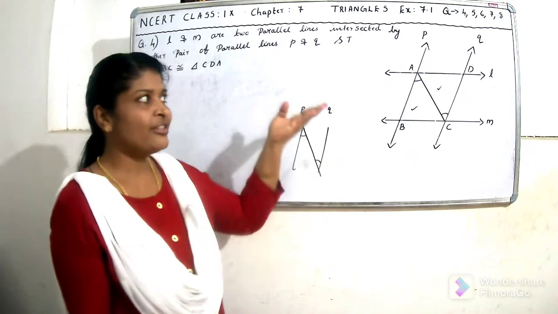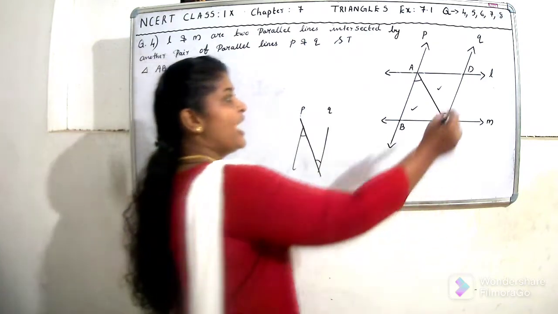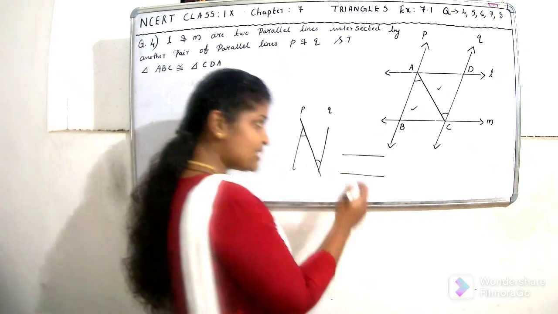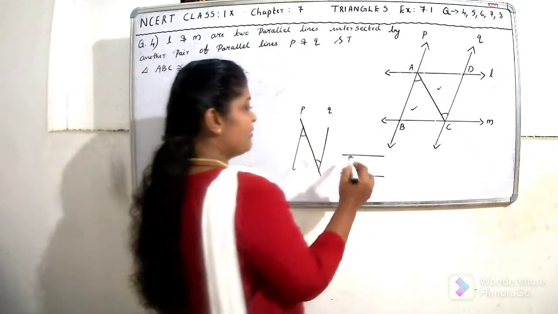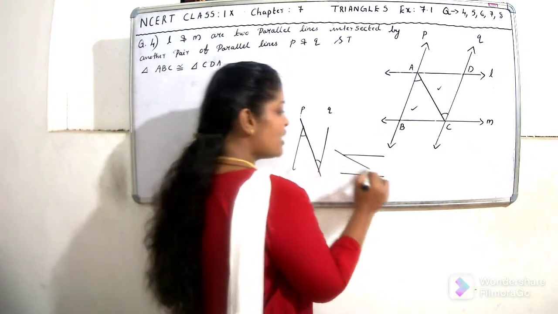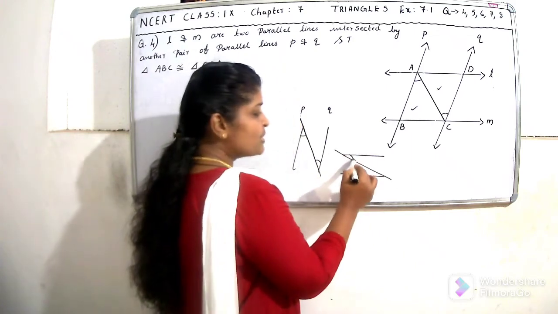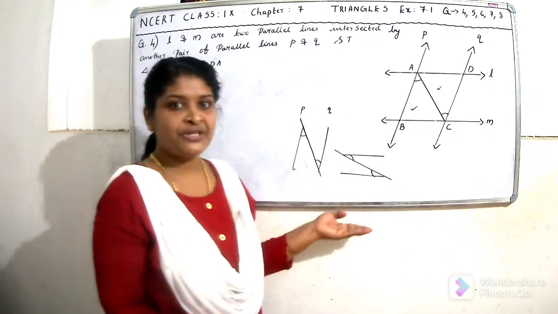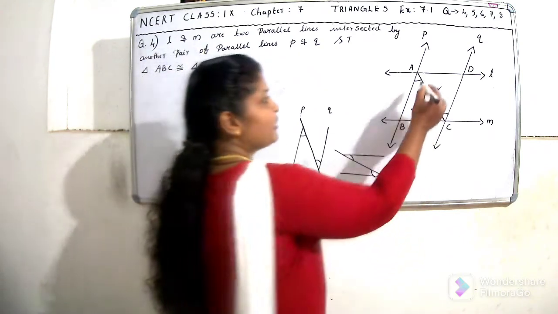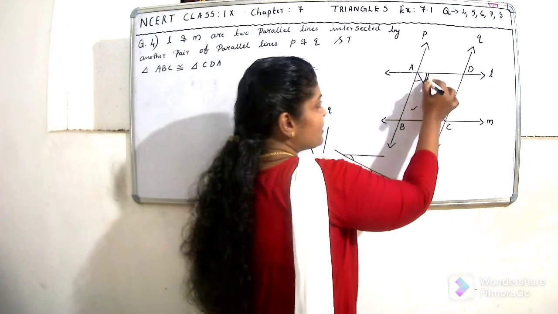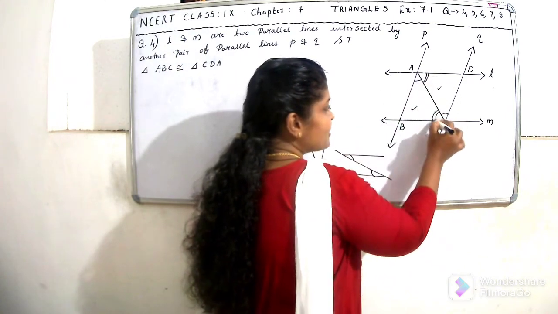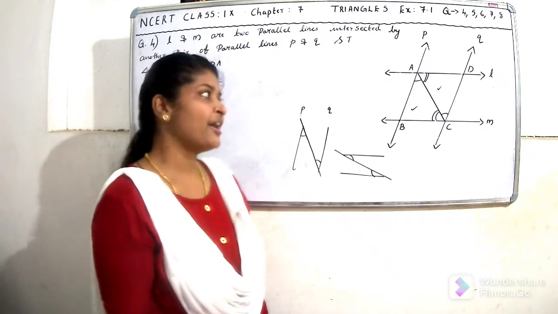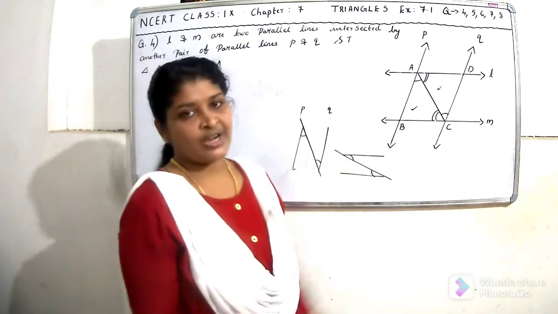Now take the other clue. What is given? L and M are also parallel. So if we consider the parallel lines this way, and take the transversal this way, this angle and this angle are also equal because of the same reason, alternate interior angles. So we got two angles that are the same.